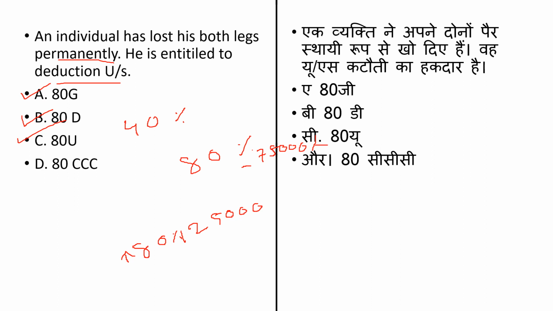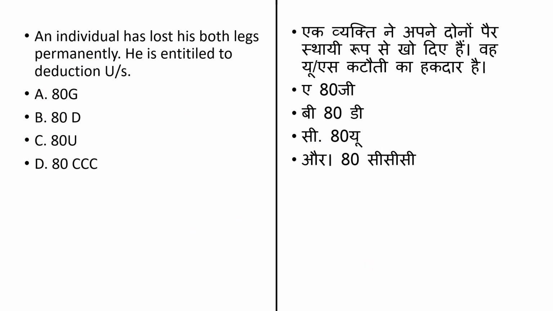And the last option is 80CCC. Section 80CCC provides a tax deduction on buying a new policy or continuing a policy which pays a pension, with a deduction going up to rupees 1 lakh per year, on any expenses incurred in buying or maintaining the policy. The answer for this question is option C. An individual who has lost both his legs permanently is entitled to deduction under Section 80U.